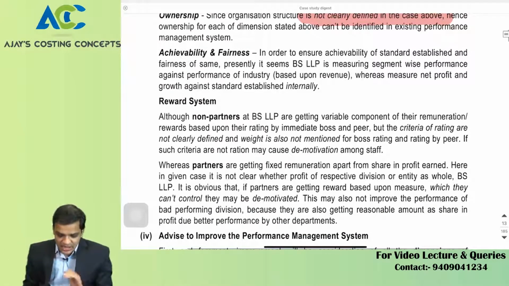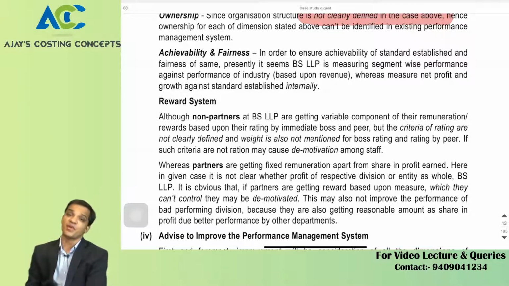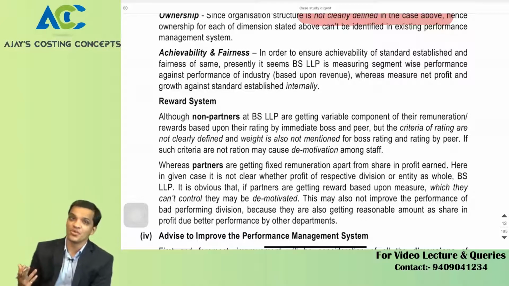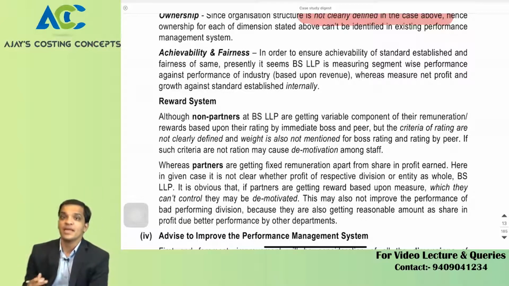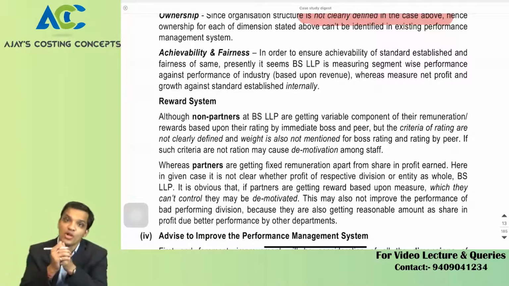As well as achievability and fairness. To ensure achievability of standards established and the fairness of the same, presently the LLP seems to measure segment-wise performance and performance of industry, whereas it measures net profit and growth against standards established internally. So they are measuring against the industries, right? What the industries' revenue is, how the industry is performing, but they are not measuring how much better you are doing than the competitors internally.